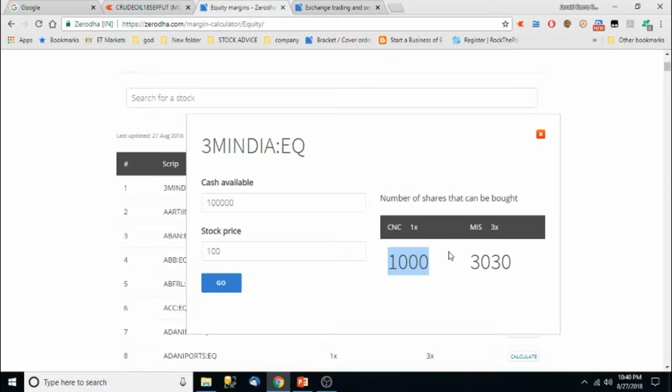But if my strategy is on an intraday basis, then I can go for MIS. Then I will get approximately 3000 shares of the same stock, like 3M India. We'll get 3000 shares as intraday. See, for the same amount of cash available, I'm getting 3 times exposure. That is known as leverage.